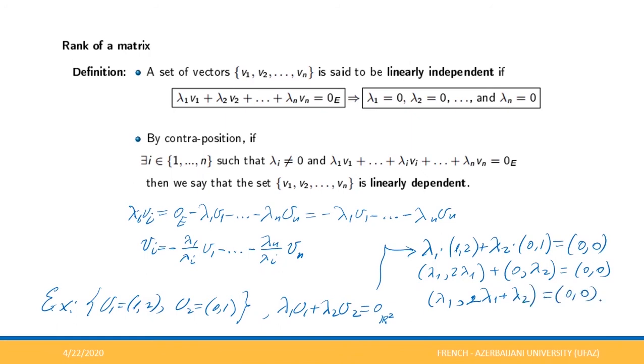And also we know that if two vectors are equal, then corresponding coefficients will be the same. Lambda 1 will be 0, and 2 lambda 1 plus lambda 2 is also 0. From here, lambda 2 is also 0. You see, this equality implies that lambda 1 and lambda 2 are 0. Because of this, the set v1, v2 will be linearly independent. Okay.